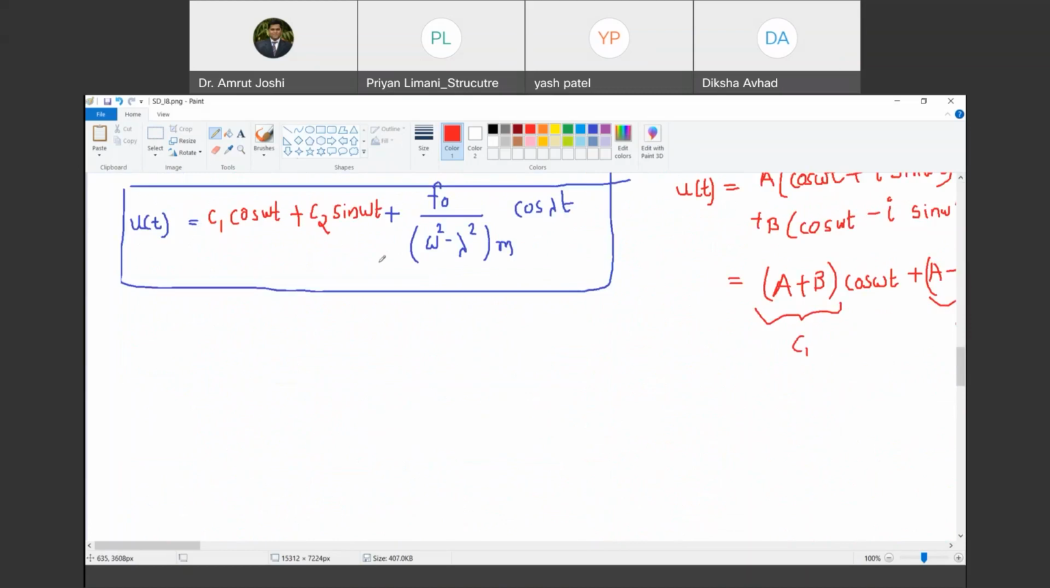u of t is equal to the complementary function plus the particular integral. वो हमने किया. How do you get these two constants? These two constants are obtained by respecting the boundary conditions. So let us do that now.